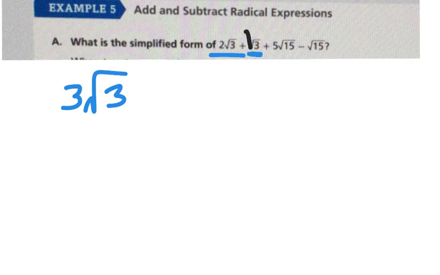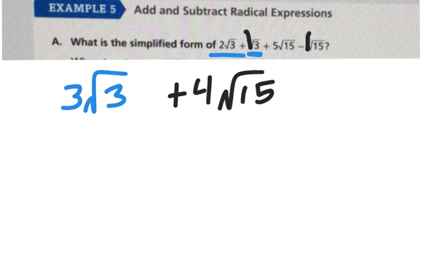Okay, so now 5 radical 15 minus radical 15. What do you guys think that is? It's going to be 4 radical 15, because I had 5 radical 15s and I subtracted one of them. So now I have 4 radical 15s.